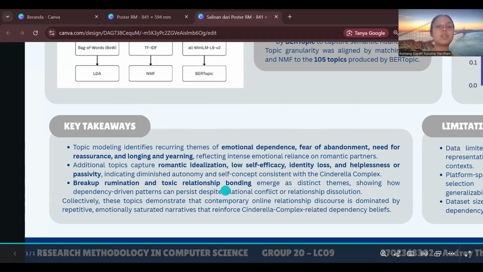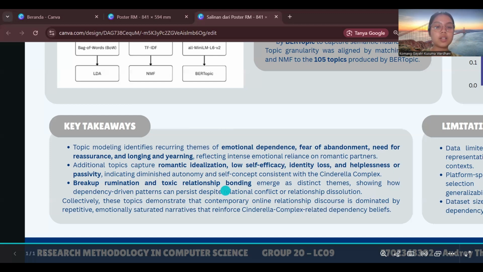They suggest that people often lose their independence in relationships, which fits the idea of the Cinderella complex, where someone becomes overly dependent on their partner. Next, we also found themes like breakup rumination and toxic relationship bonding. It shows that emotional dependency can continue even after a relationship itself becomes unhealthy or even ends.